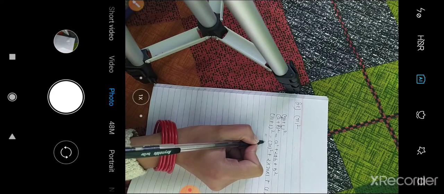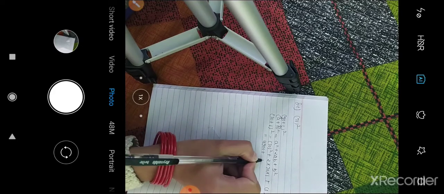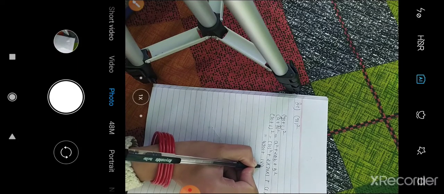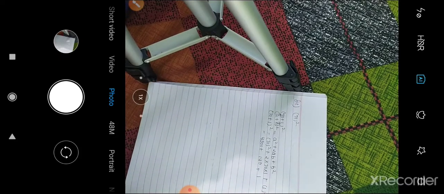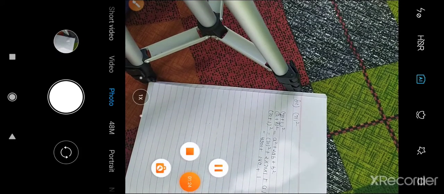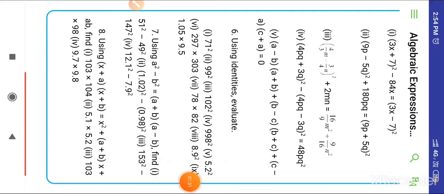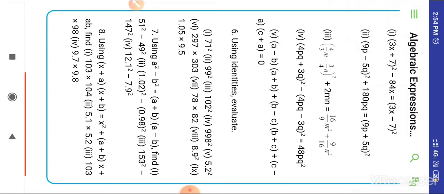70 square is 4900. The second term of this question is 140 and the third term is 1. After adding this, we have 5041. In this way, you can solve the second, third, fourth, and fifth parts of this question.